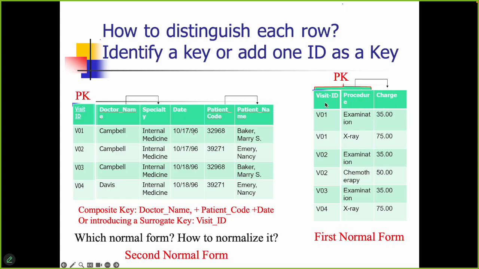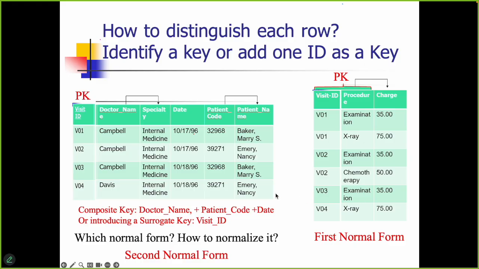We also added visit ID, right? Because we know that the procedure cannot be unique. So we can have, for example, examination. This is repeated because the same patient had, for example, the same procedures on different days. So this couldn't be unique. And then let's say we have this table on the left. So what is the normal form of the table on the left?